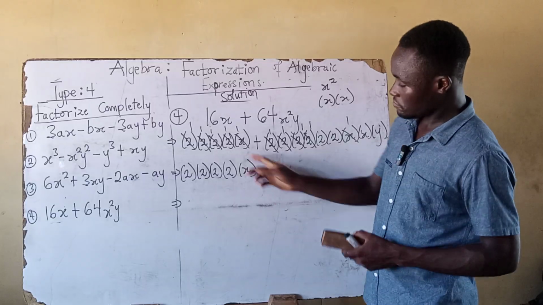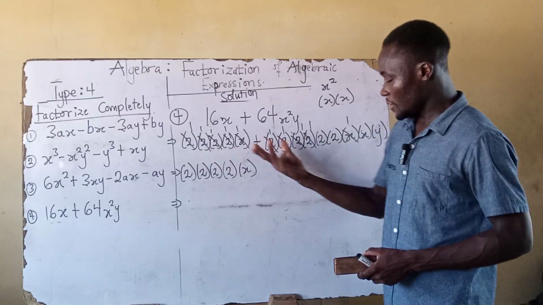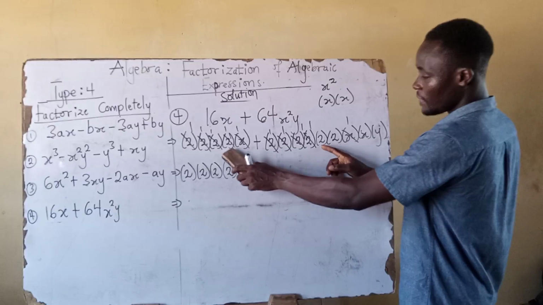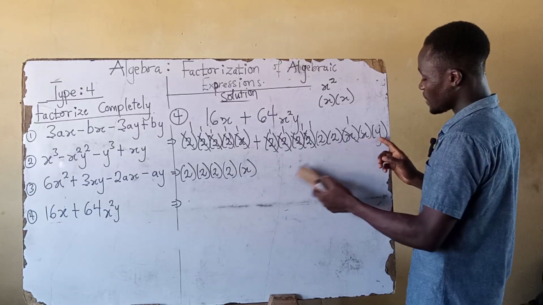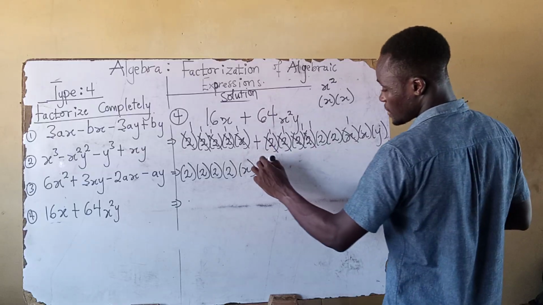So I'm done. Do I have any other terms left here? No. Here there's 2. Do we have any other 2 there? No. What about this? No. What about the x here? No. What about y? No. So I open a bracket.